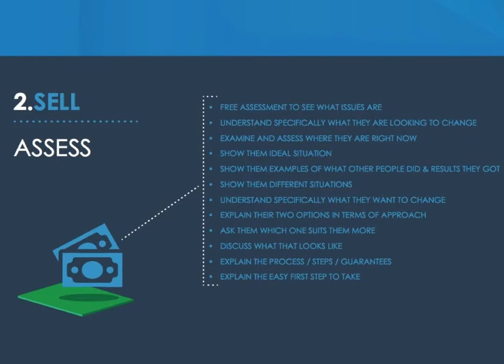You want to show them examples of what other people did and results they got. You want to show them different situations similar to them. You want them to understand specifically what they want to change. You want to explain different options in terms of approach. Keep it simple, maybe 2. Ask them which one suits them more. Discuss what that looks like. Explain the processes, steps and guarantees, and explain the first easy step to take. So you can see that's an assessment stage.